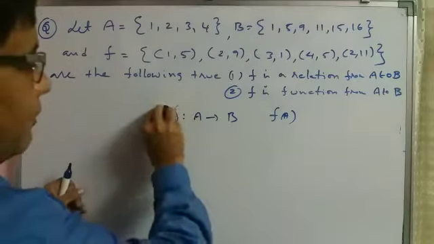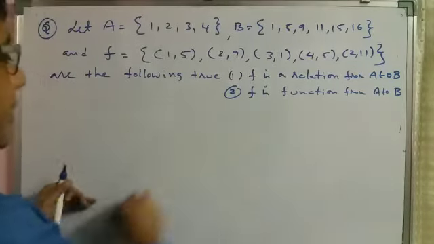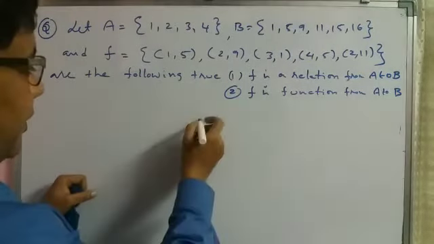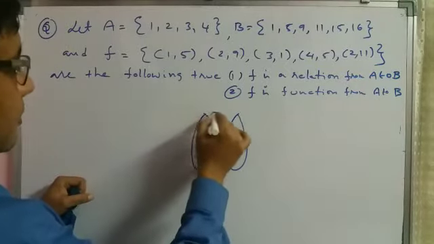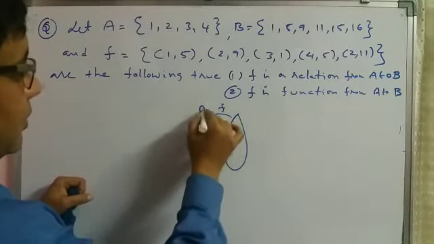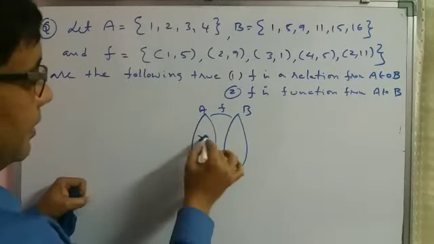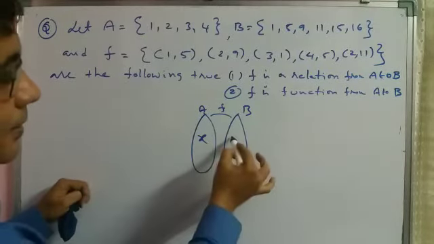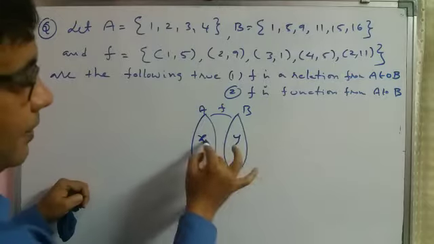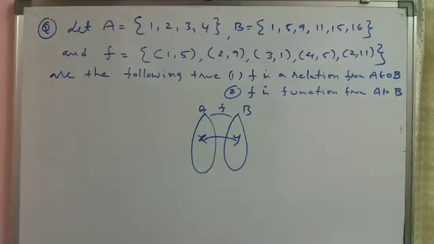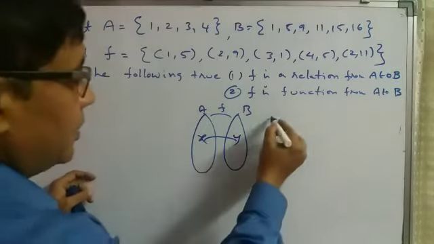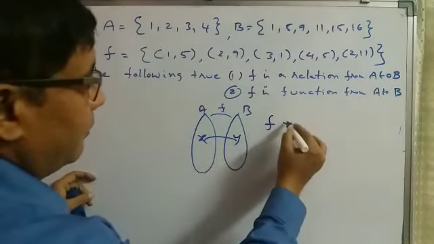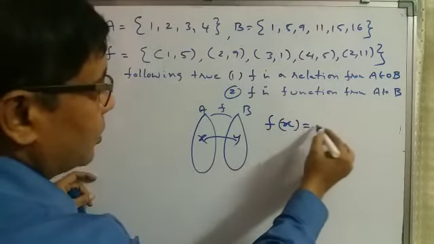Okay, students, one more important point. I already explained it once. Suppose f is a function from A to B. In set A the element is x, in set B the element is y. The image of x is y. Here y is called the image of x under f. It is denoted by f of x equals y.